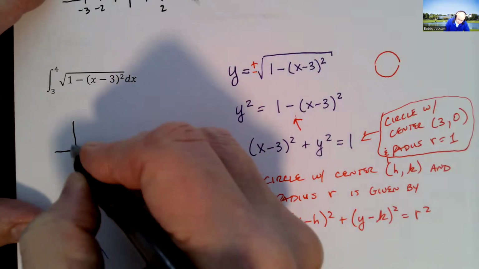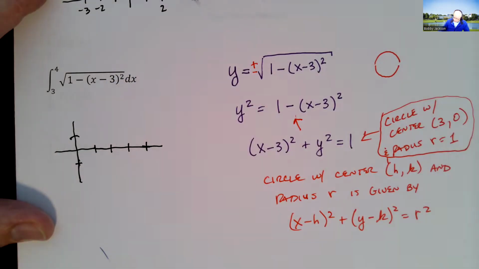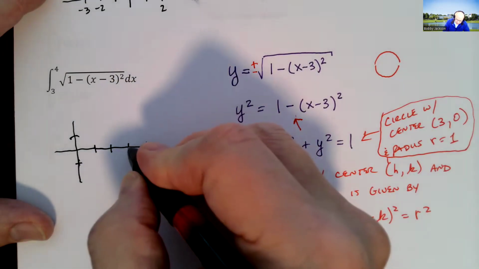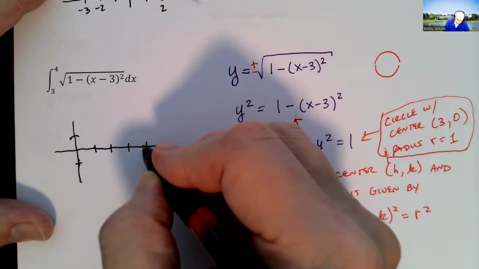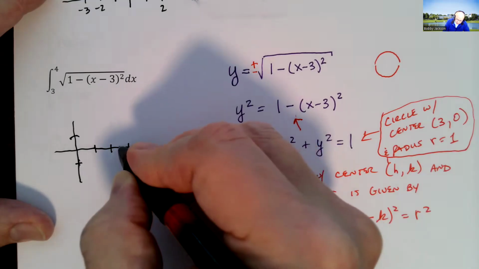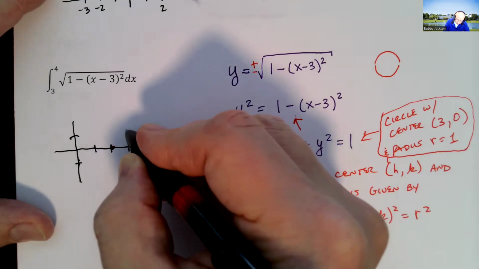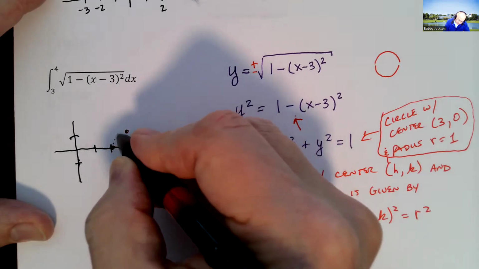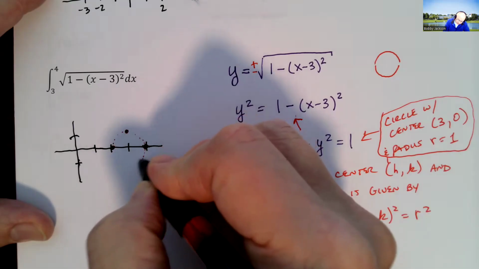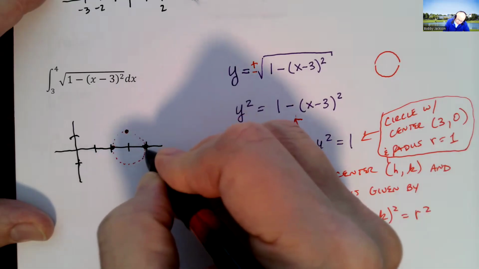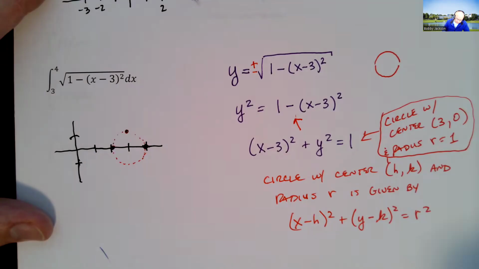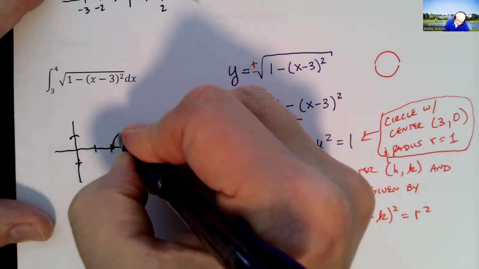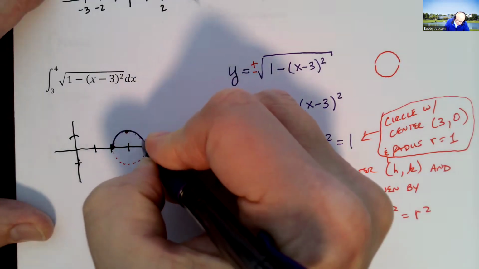So it's a circle of radius 1. The center is at (3, 0) right here, and the radius is 1. So go over 1 unit in either direction, go up 1 unit, go down 1 unit. That would be the entire circle. Let me just do that with a dashed line. But remember, we only have the top half of the circle. So the graph we're talking about is simply this. That's it.